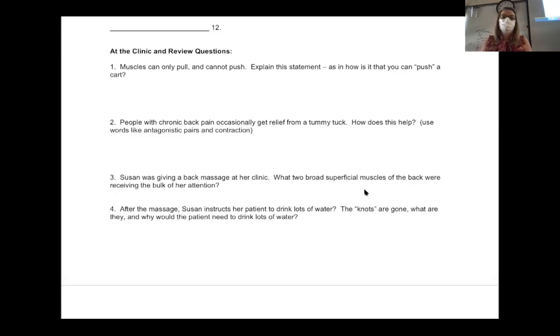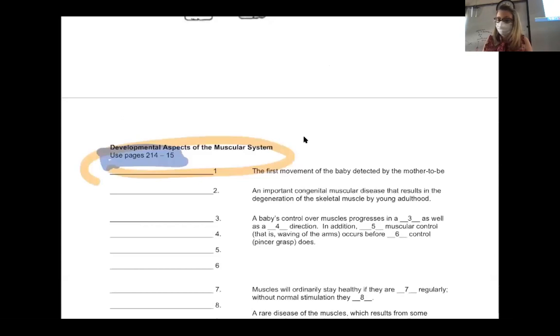Ooh, what 2 superficial muscles of the back were receiving the bulk of a massage? So it'd be this big one right here, your shoulders, the one that looks like a trapezoid, trapezius, and probably your latissimus dorsi. All right. So they're pretty good questions. That's what I have for you.